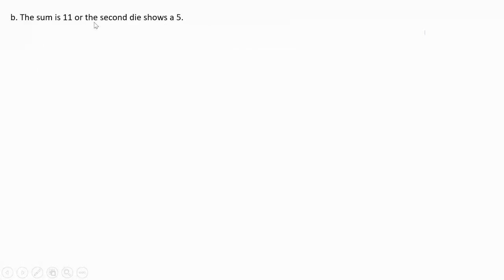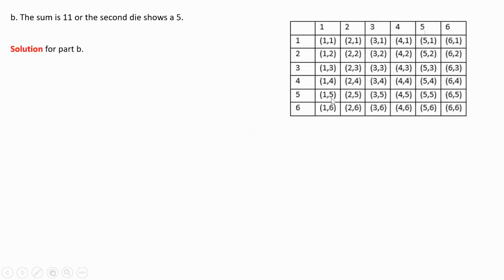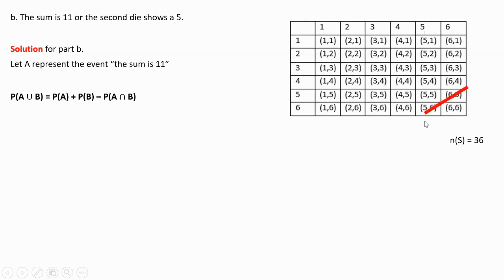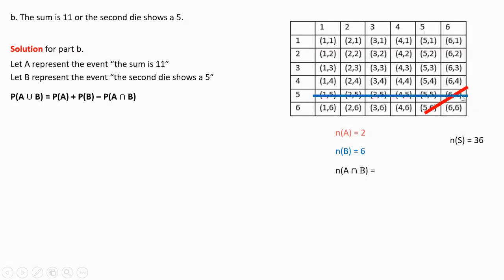For the second part, the sum is 11, or the second die shows a 5. So for part B, this is my sample space, so we're going to let event A be the sum is 11. How many are 11? It will just be these 2 here, so 2. Then event B, the second die shows a 5. So the second die are these right here. These are my second die shows a 5, so it's going to be 6: 1, 2, 3, 4, 5, 6. And then for the intersection it will just be 1.